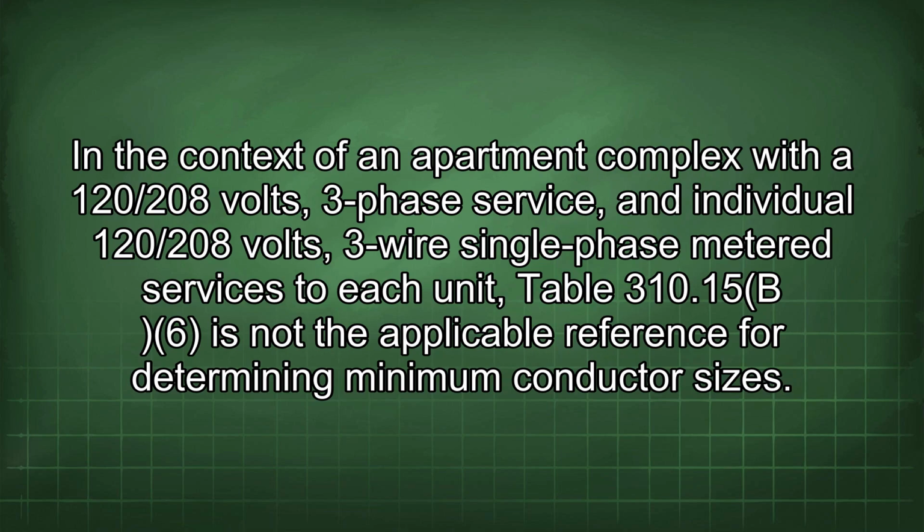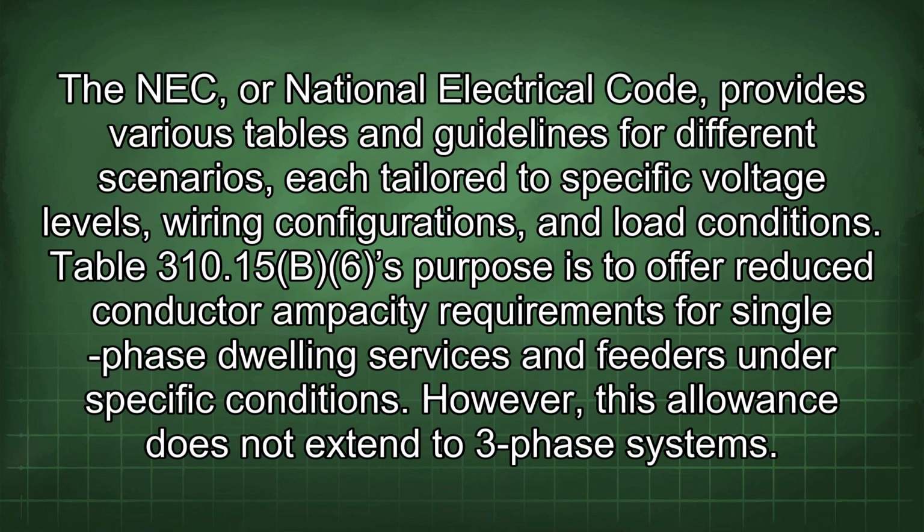In the context of an apartment complex with a 120/208 volt 3-phase service and individual 120/208 volt 3-wire single-phase metered services to each unit, Table 310.15(B)(6) is not the applicable reference for determining minimum conductor sizes. The NEC, or National Electrical Code, provides various tables and guidelines for different scenarios, each tailored to specific voltage levels, wiring configurations, and load conditions.